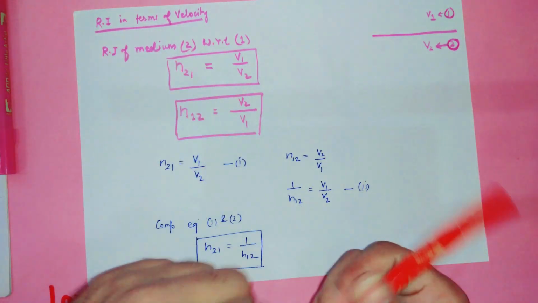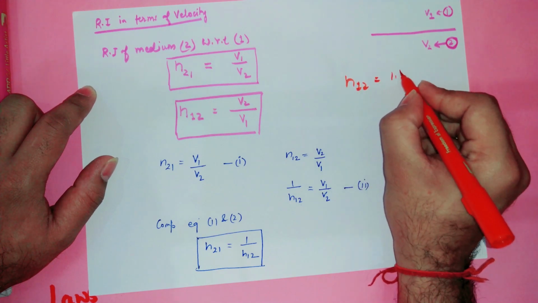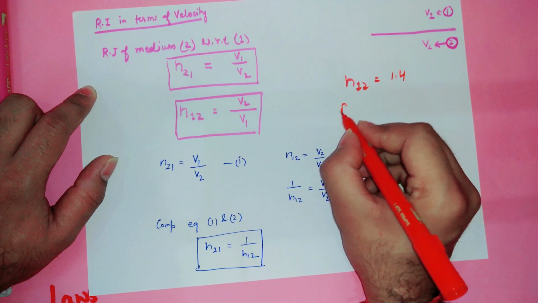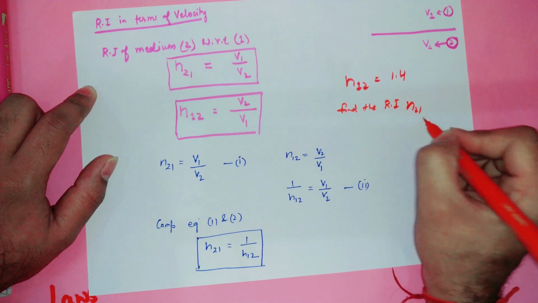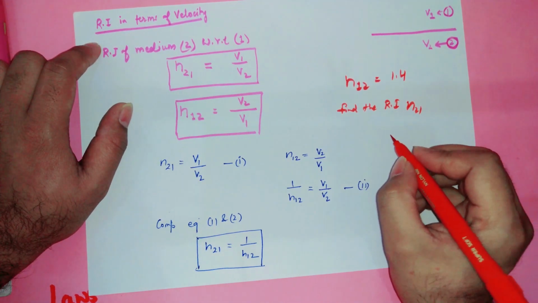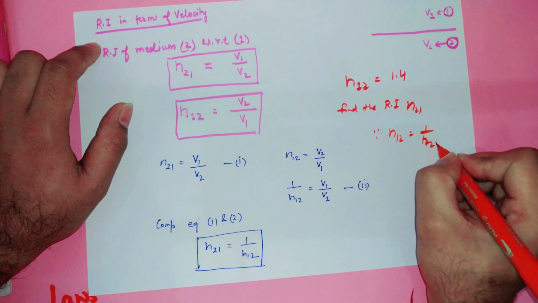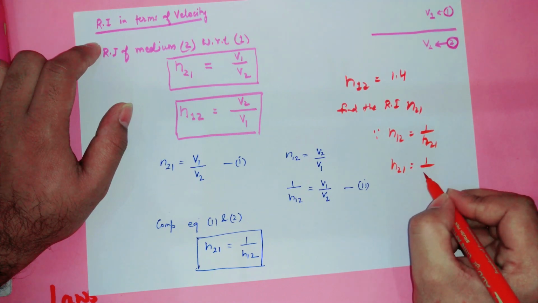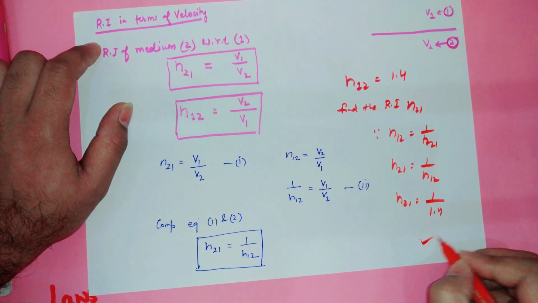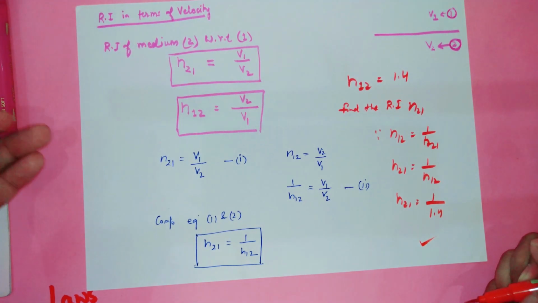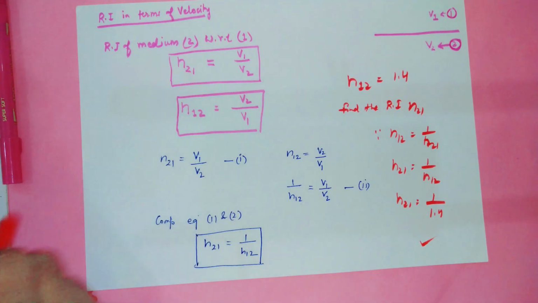Okay, suppose it is given that the refractive index of medium 1 with respect to 2 is 1.4, and the question asks to find the refractive index n21. So what will you do? Since we know that n12 is equal to 1 upon n21, n21 is equal to 1 upon n12. So n21 is equal to 1 upon, what is n12? 1.4. So this is your answer. Clear? So refractive index is very simple, but you have to keep the formulas in your mind.